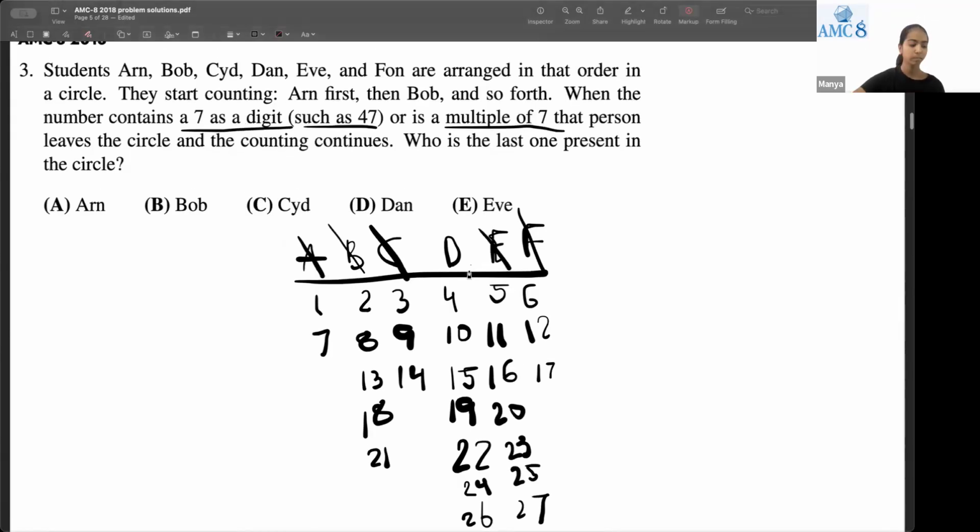So the last one remaining is going to be D. The last one remaining is going to be Dan. And that's how we got our answer choice D.